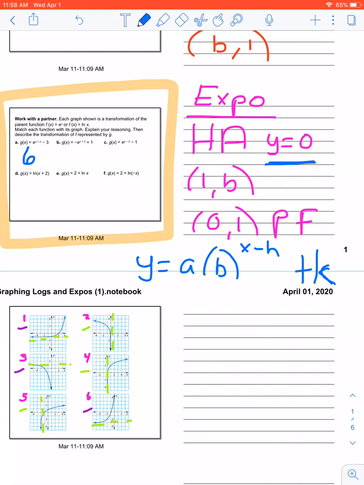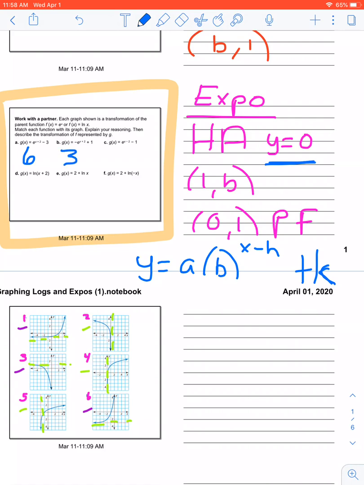Okay, so let's look at B. In B, the -a tells us the graph is going to reflect. And then the +1 says that our horizontal asymptote is going to go from 0 up 1. So if I look at 1, 3, and 6, those are my options. Well, the graph is reflected, so it has to be 3.